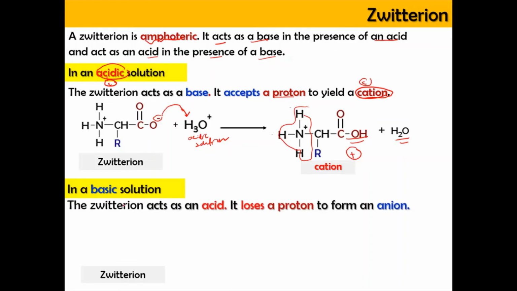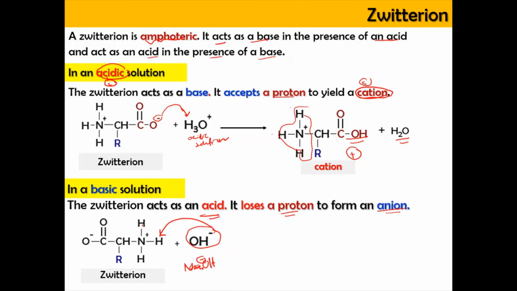Meanwhile, for a basic solution, the Zwitterion will act as an acid. Okay, it loses a proton to form an anion. Okay, so this is your Zwitterion, which is COO minus and NH3 plus. So now you have a basic solution, for example, NaOH. So you have hydroxide ions here. Okay, so the hydroxide ion here is going to attack the NH3 plus, and as a result, it's going to become NH2. Okay, and the overall charge of the molecule is going to be negative. So negative here refers to the anion, and the byproduct here is going to be water.